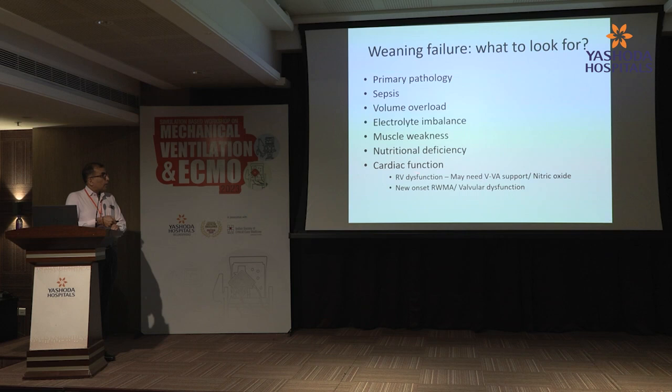So this RV dysfunction sometimes really troubles a lot. Your patient was recovering, but suddenly you see that the RV has ballooned up and RV contractions are very poor, and you need to intervene in this situation, excluding volume overload. Sometimes you get away with dobutamine infusion, but most of the time you need nitric oxide, or sometimes you need to place another arterial cannula.